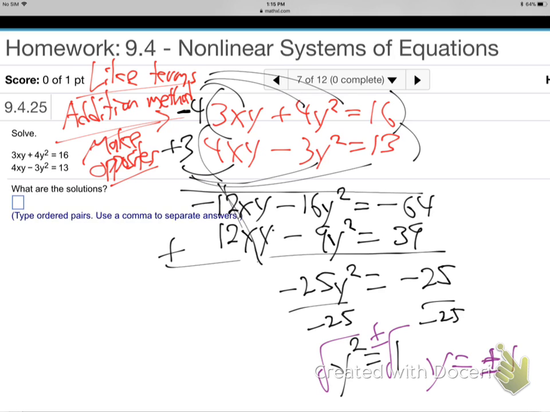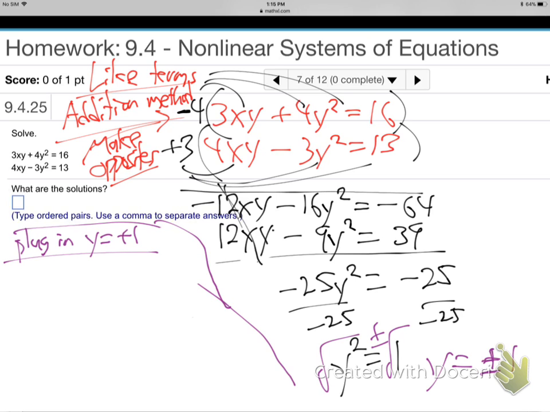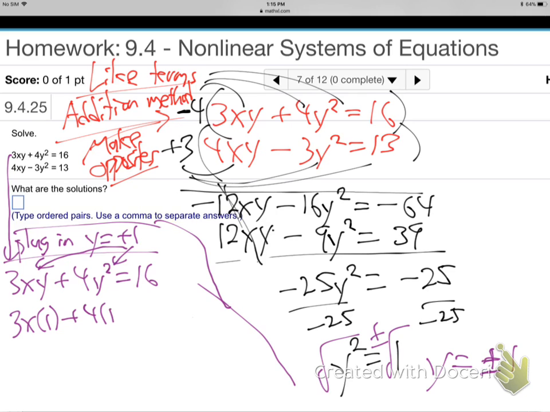Where do you go? Plug in anywhere you want. Go back to the original and plug them in. I'm going to plug in y is plus 1 first. I'll just grab the first equation. You can do the first or second, it doesn't matter at all, because neither one's easier. They're equal level, they're like terms. So plug in the positive 1 in both places you have y: 3x times 1 plus 4 times 1 squared equals 16.